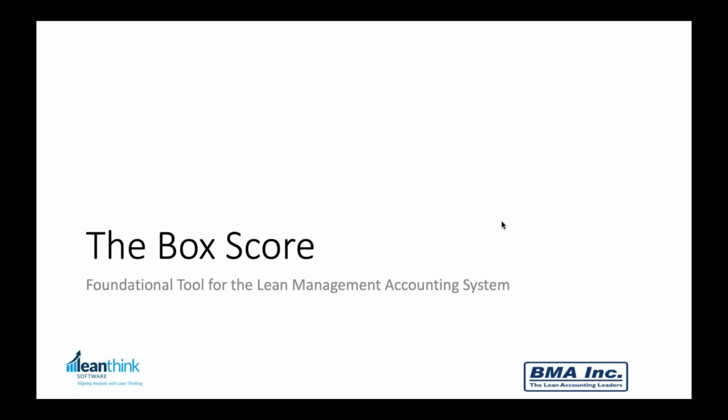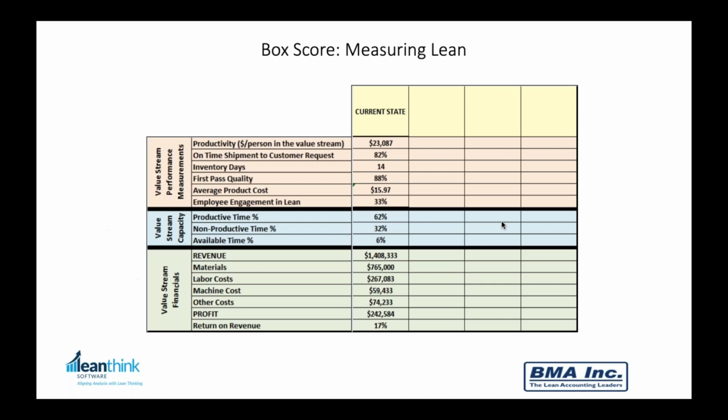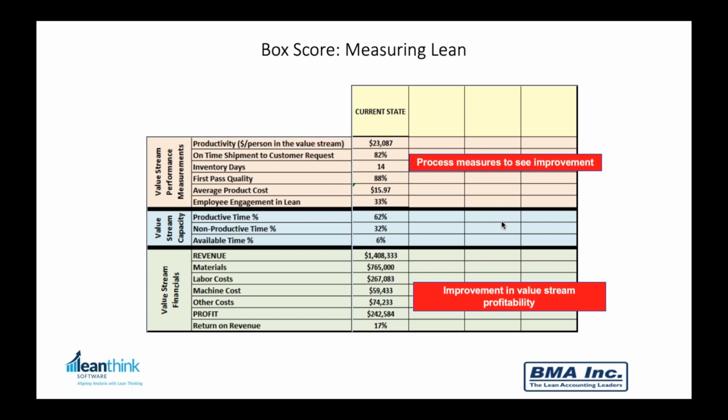The box score is the foundational tool for a lean management accounting system. It's comprised of three components. Performance measurements that focus on the process that really are leading indicators to show improvement. Looking at the profitability of a value stream. And the third component is being able to measure capacity.